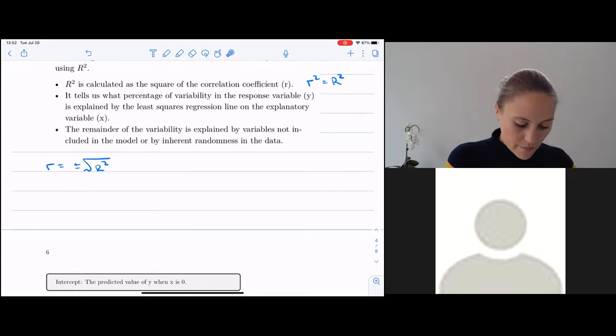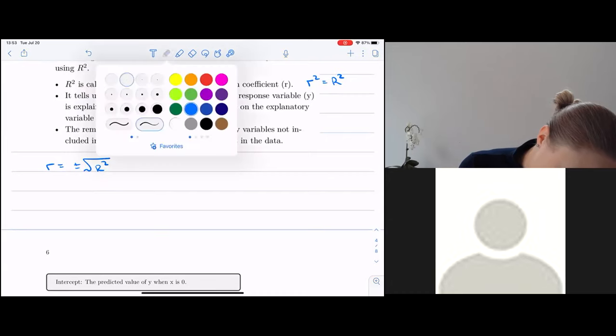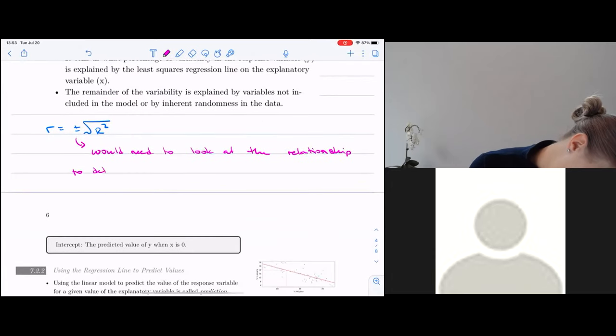Now, R squared is some measure and it's the correlation squared. But remember, when you square a value, then you lose whether it's positive or negative, right? And so you would need to look at the relationship to determine if it is positive or negative.